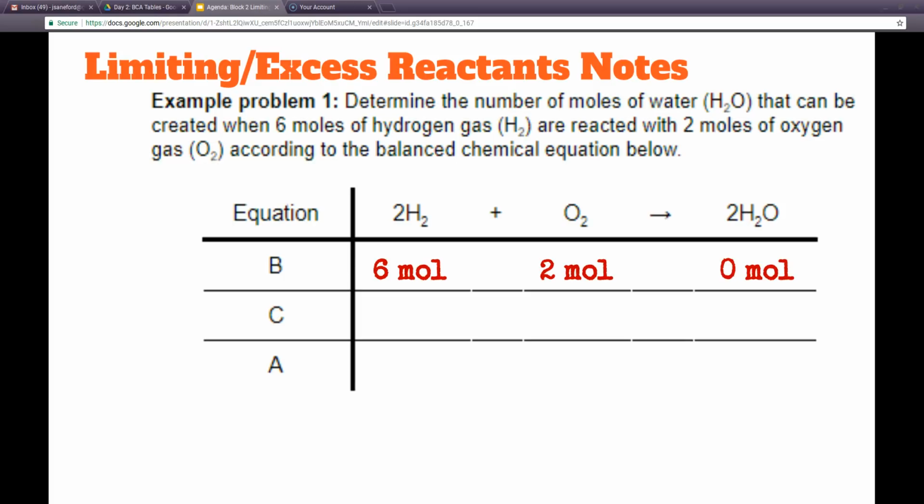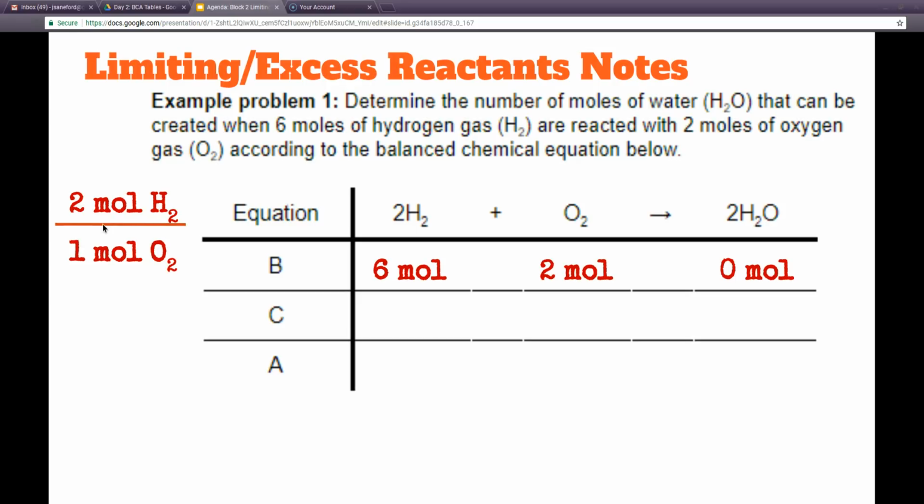Now we have to fill in the change line for our BCA table. This is the part that gets a little tricky, where we have to use the mole ratio of the things in the equation to figure out what the change is going to be. So let's first take a look at this mole ratio. 2 moles of hydrogen to 1 mole of oxygen. So we always have double the hydrogen than the oxygen, right? That's what that mole ratio is telling us.